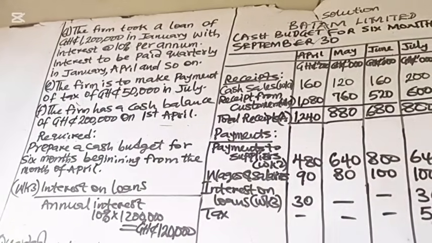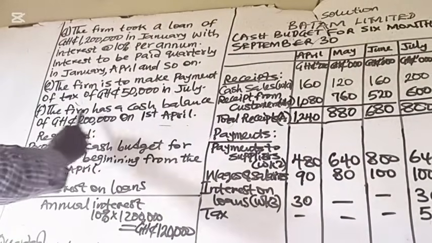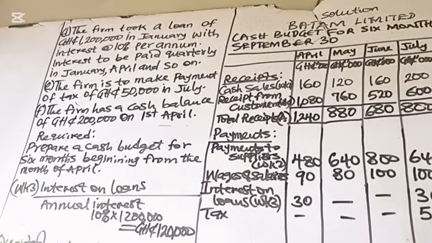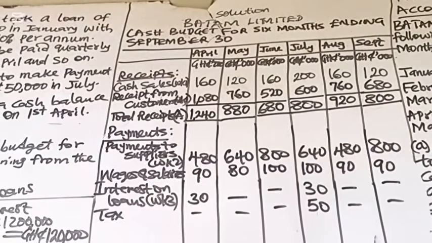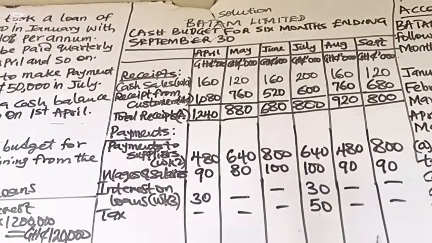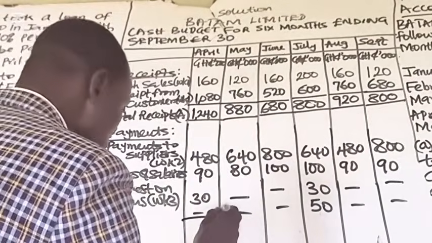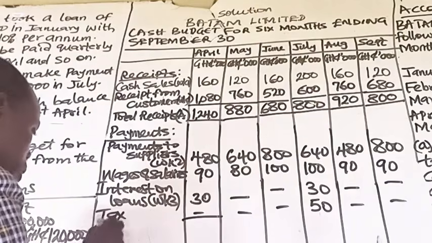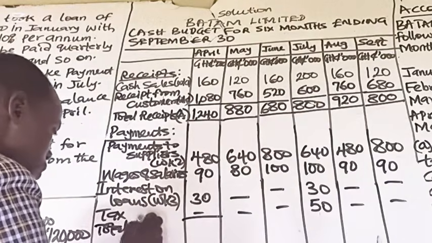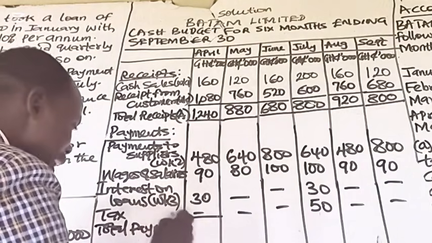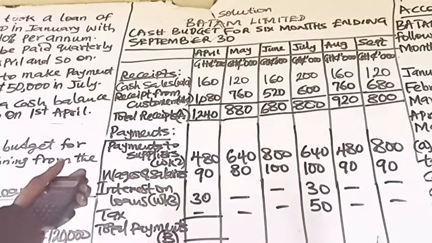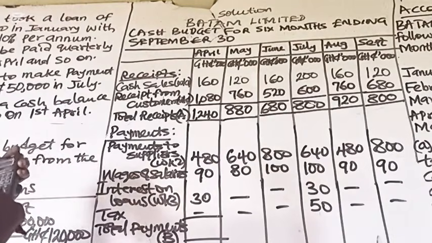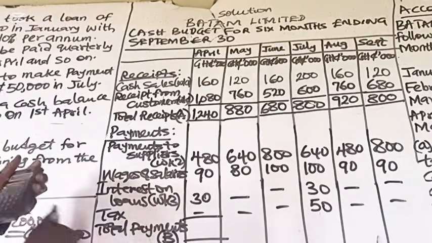The firm has a cash balance of 200,000 on 1st of April. That is the cash balance. So we can now sum up the payments. So in the month of April, total payments, let's have that as B. So 480 plus 90 plus 30, that is totaled 600.